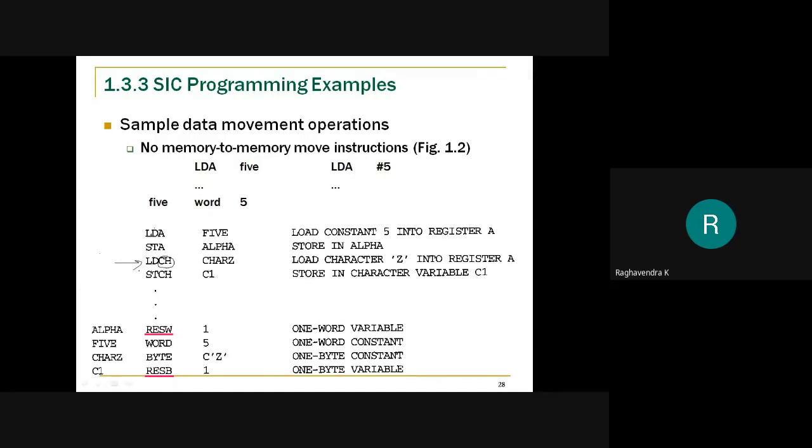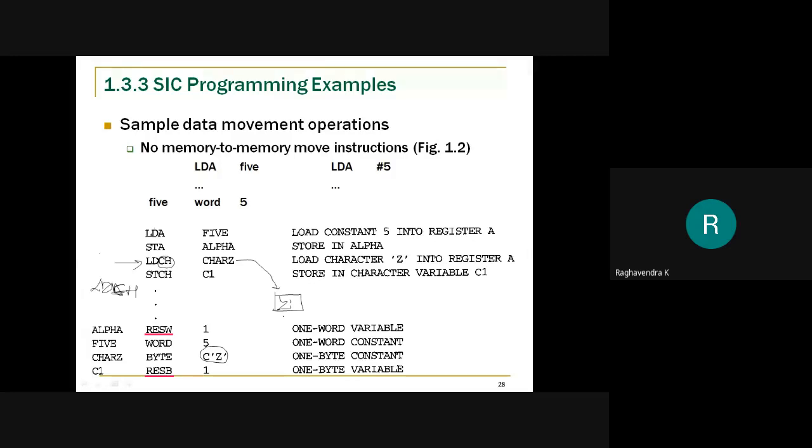Okay, now remember this is also similar to LDA only, but since we are moving a character, we can use a dedicated instruction called LDCH. And what we are trying to move is whatever is present in this location, which is character Z, so that character Z will be brought into the accumulator by using this instruction.